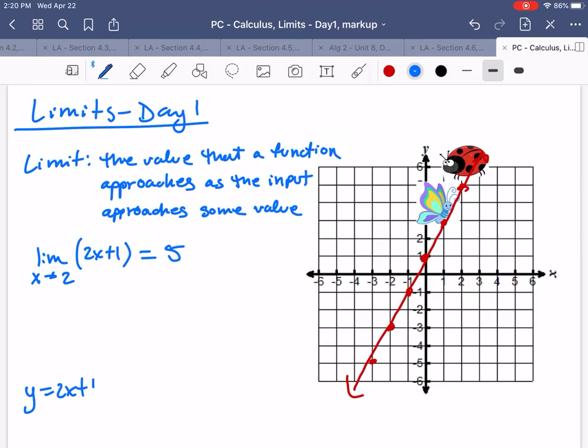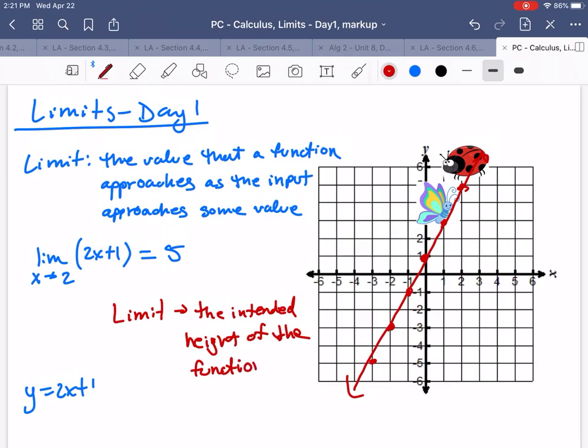So what I want you to remember, so it's nothing really complicated, is that the limit, another way to think of it, is the intended height of the function. Now, that word intended is going to be kind of important on the next page.